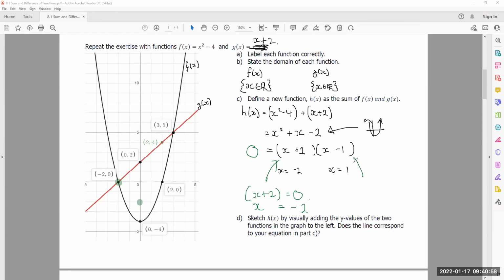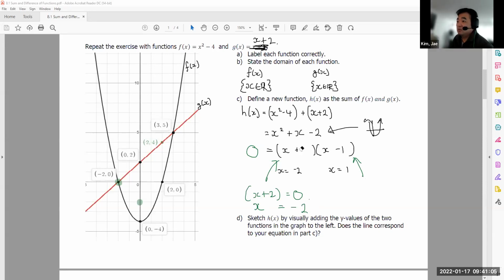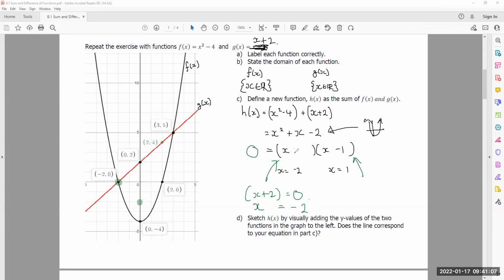But isn't that a 1? In the bracket? Oh, that's a 2. That's a 2. Oh, okay. Sorry. Plus 2. There.